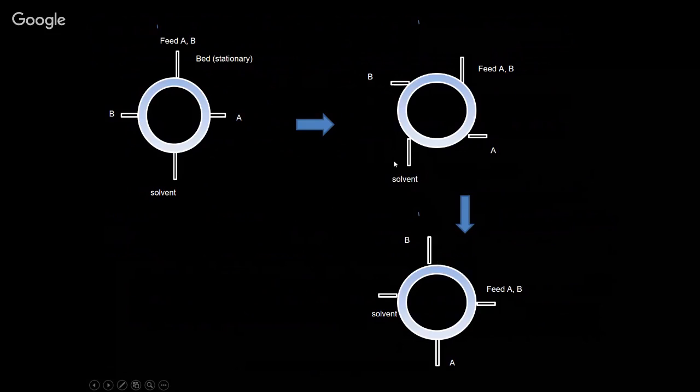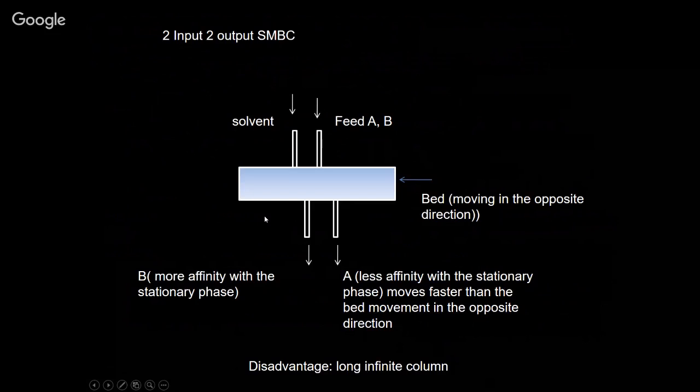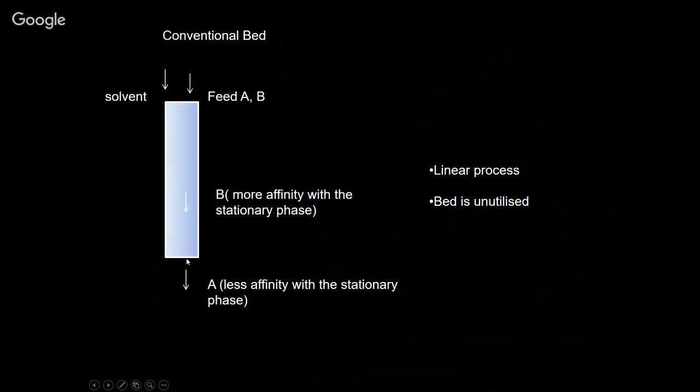And then again you move, so the B has come here, and the feed A, B has come here, and A has come here, and the solvent. So you keep on doing that. So the advantage is you continuously collect B, you continuously collect A, you can continuously feed A and B, and you can continuously input solvent. So this becomes a continuous operation. So the entire bed is being used, unlike a linear approach, which is not very efficient.